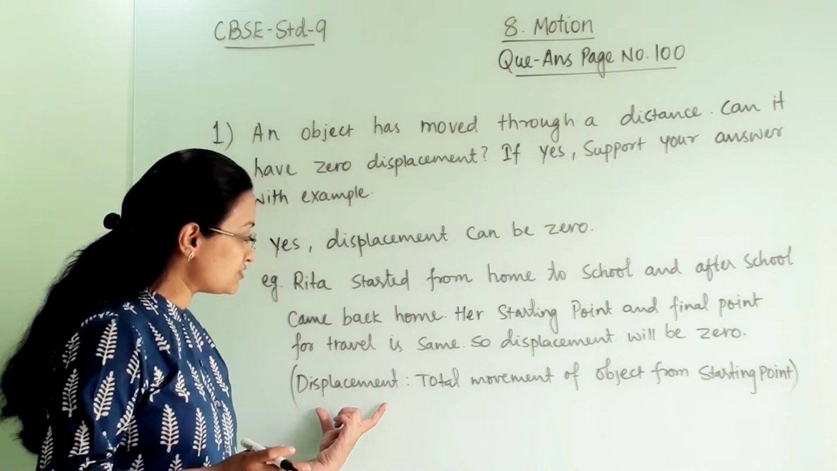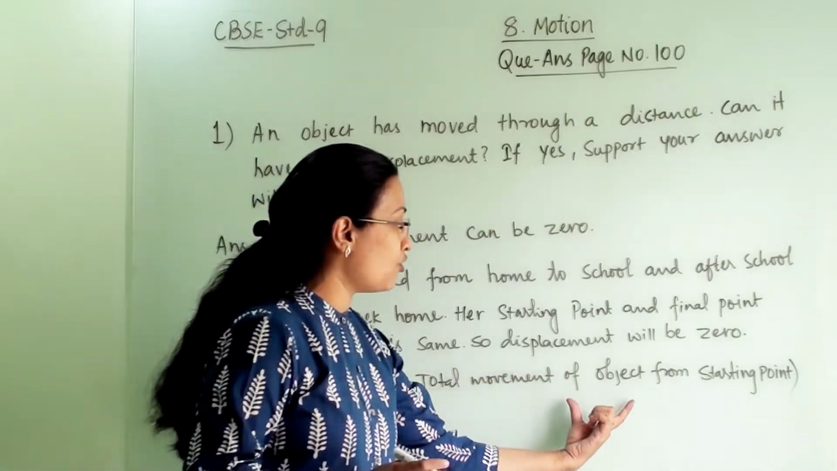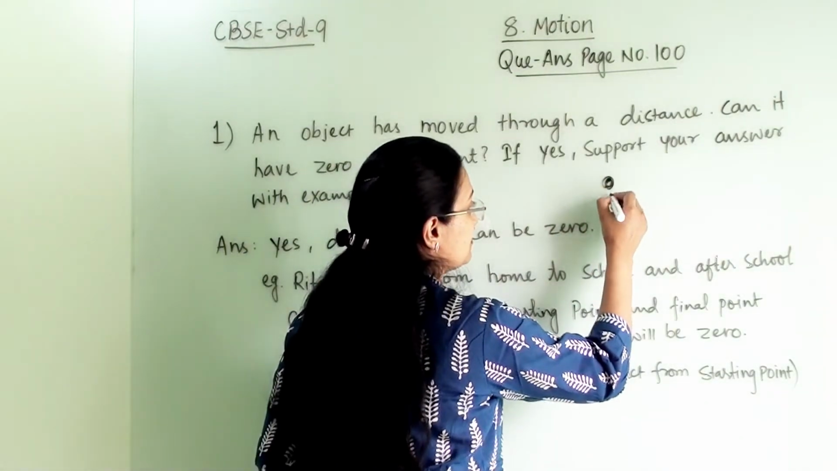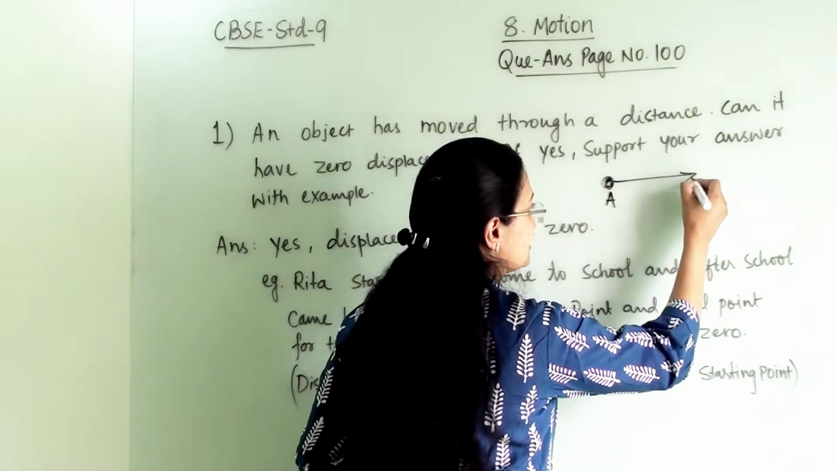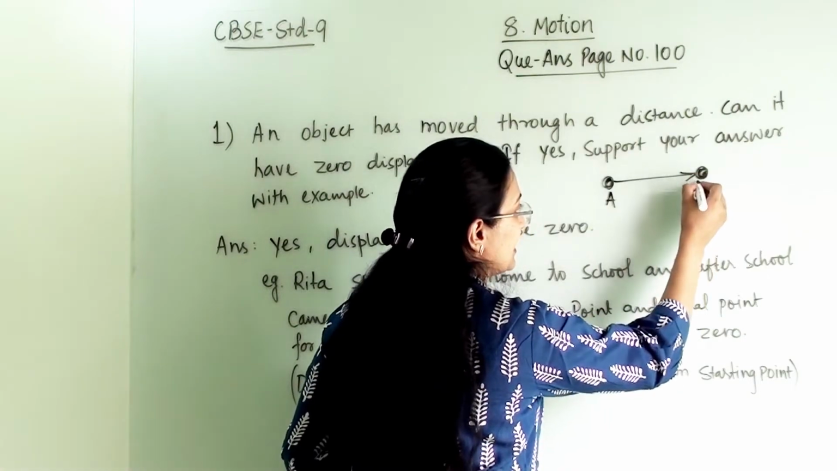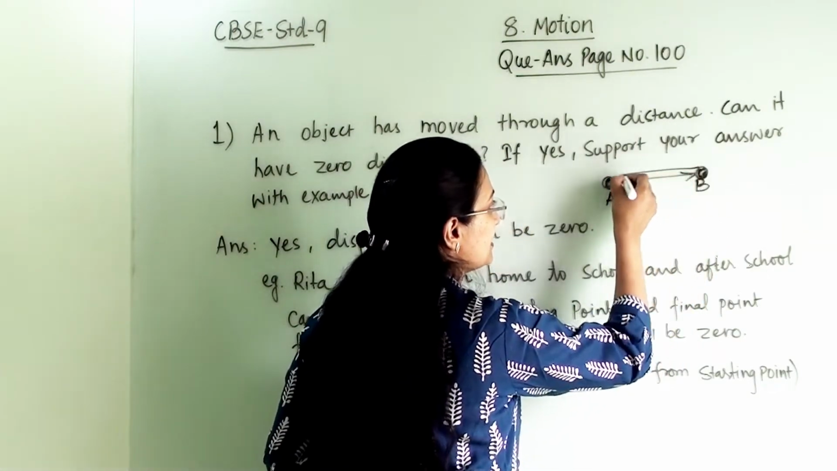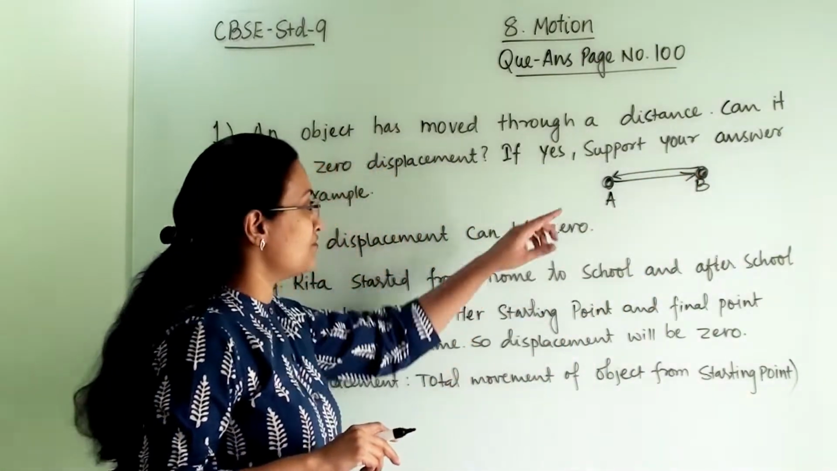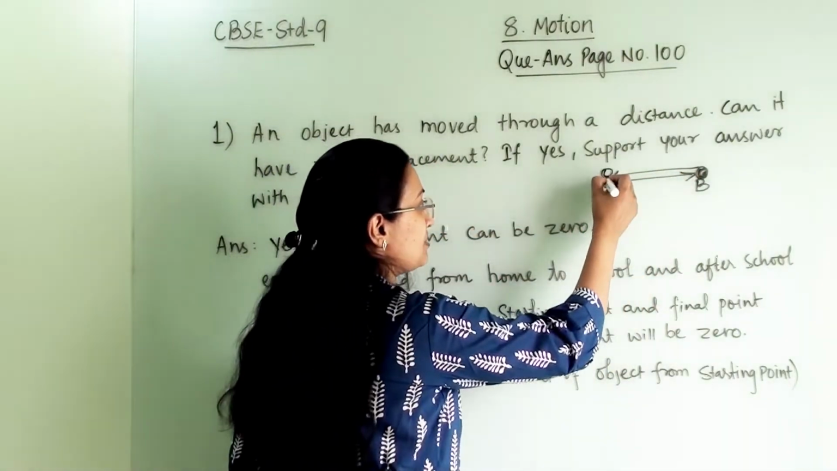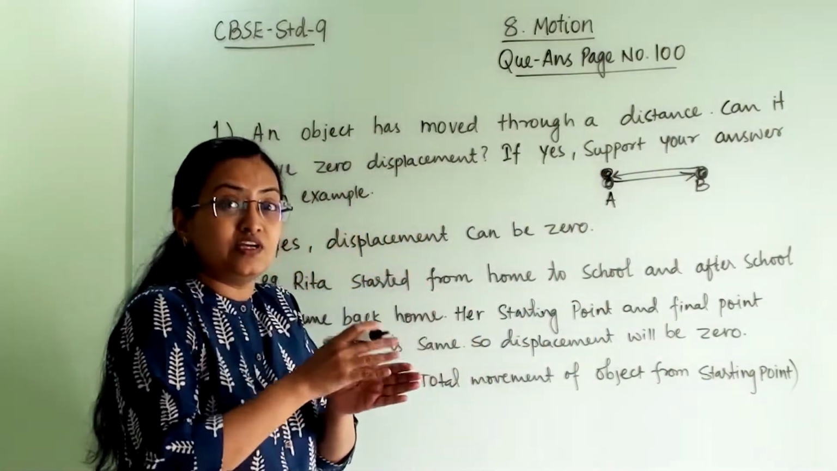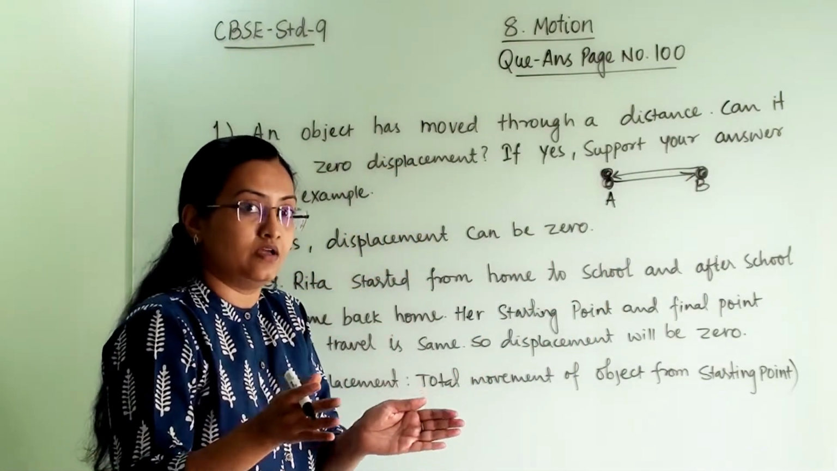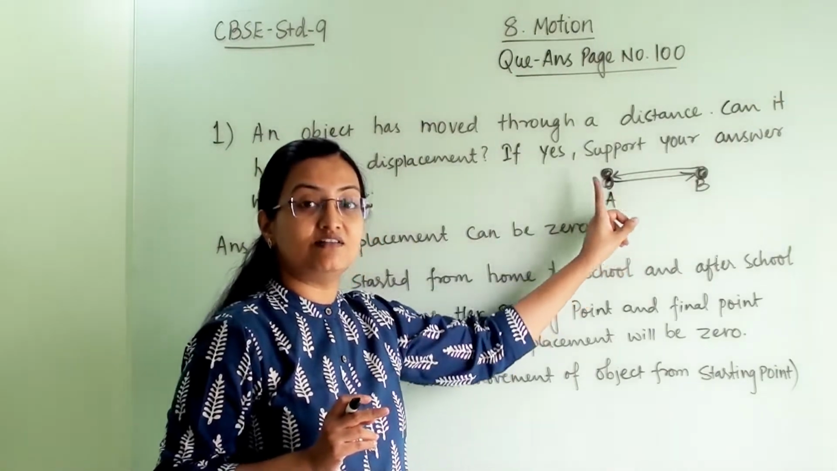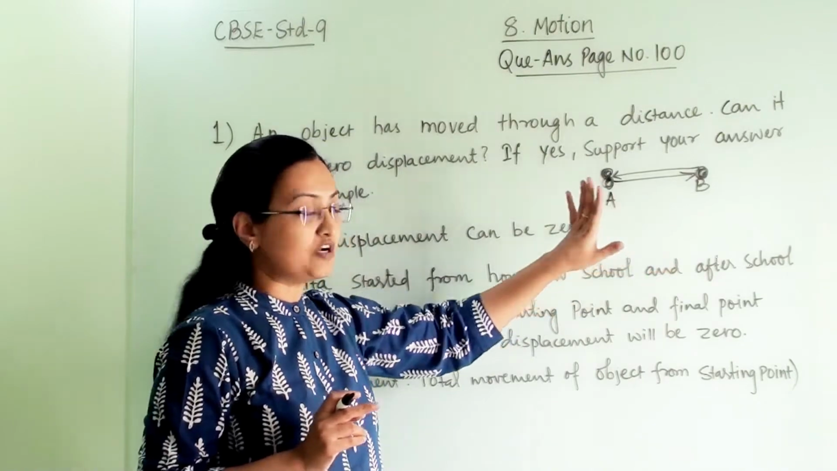Why? Because what is displacement? It is the total movement of an object from the starting point. For example, this is our starting point A. If the object is traveling through this line and reaching till B, and again it is coming back to point A, then total displacement is zero, because from where it started, it is coming back to the same point. So actually it has not moved anywhere. So that's why the displacement is zero. Even though he has traveled some distance, the displacement will be zero.